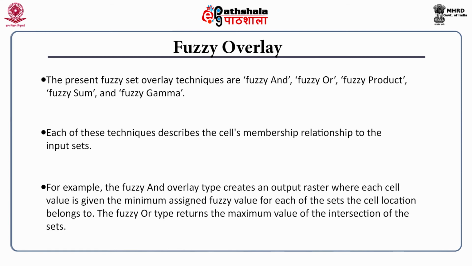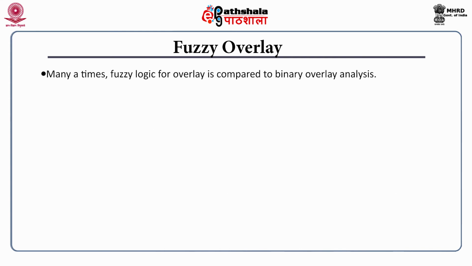For example, the fuzzy AND overlay type creates an output raster where each cell value is given the minimum assigned fuzzy value for each of the sets the cell location belongs to. The fuzzy OR type returns the maximum value of the intersection of the sets. Many a times, the fuzzy logic for overlay is compared to binary overlay analysis.